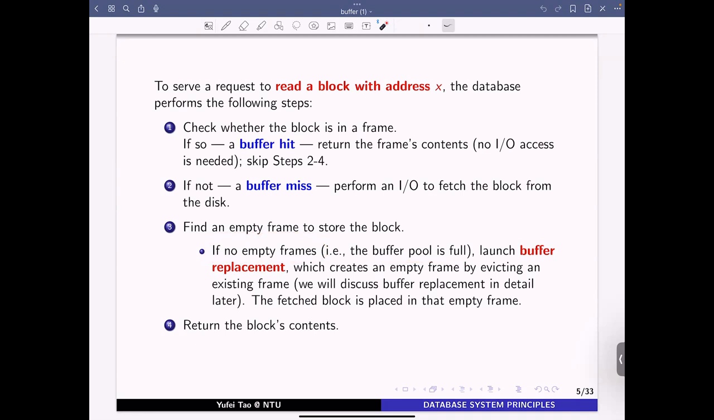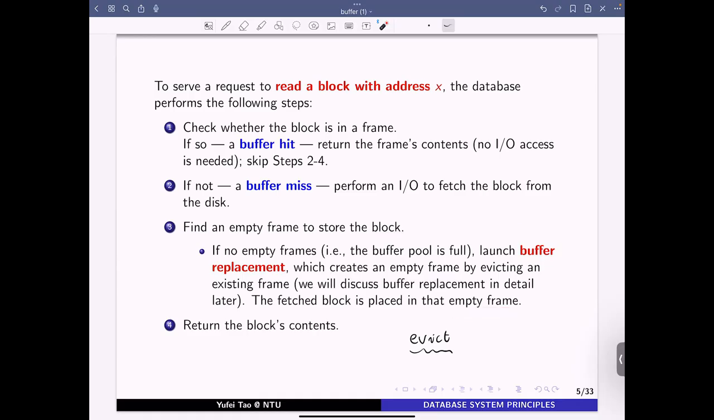So in this case, what you have to do is to evict, this word evict, an existing frame. You say, okay, this frame, the block inside, it will have to go, and I will have to empty this frame. Now you have created an empty frame. So now you can place the block you just read into this empty frame, right?